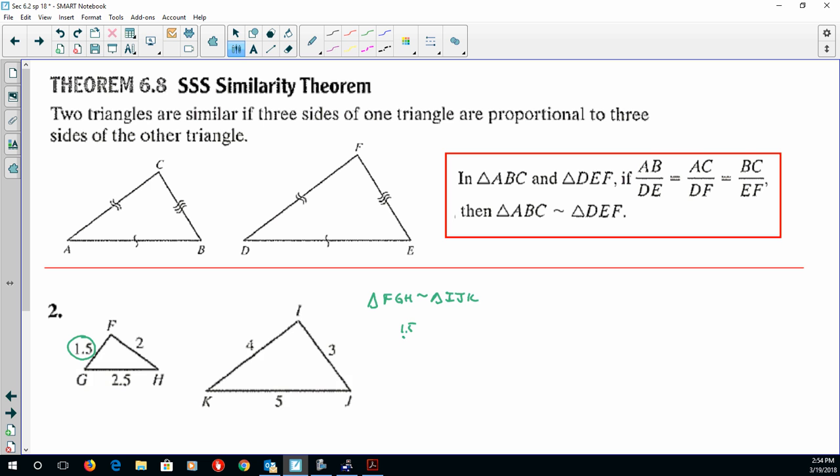1.5 over 3 is 1/2. Okay. GH. The corresponding side to that is KJ. 2.5 over 5 is 1/2. And finally, FH and IK, that ratio is 2 to 4, that's 1/2. These are all the same. So this is similar by side, side, side.